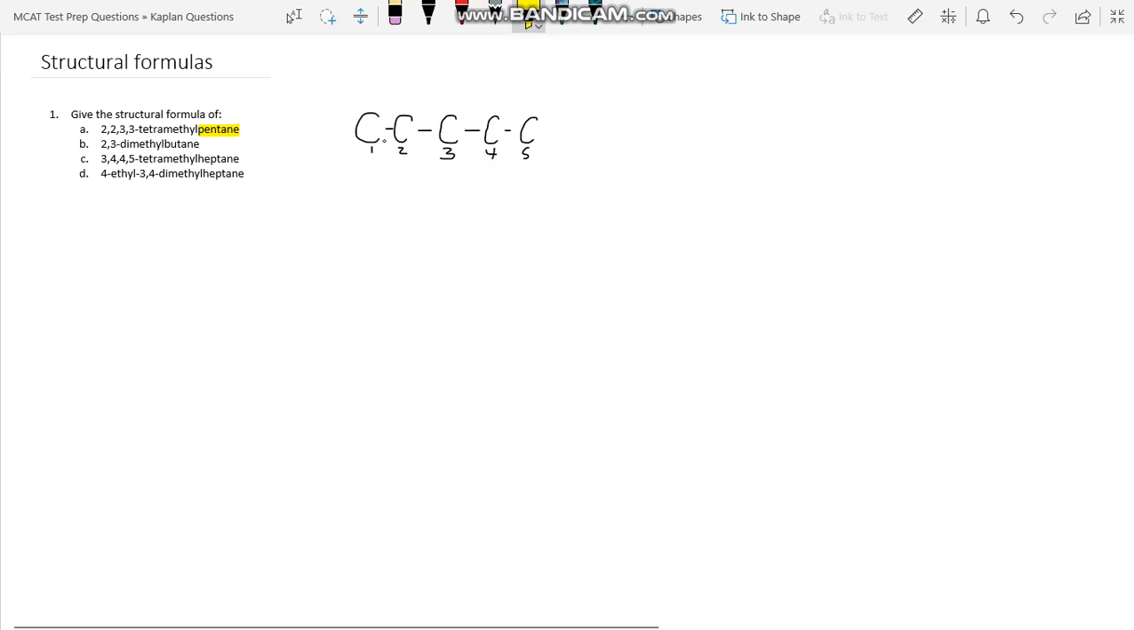And I'm going to look at what's connected to this carbon chain. So I have tetramethylpentane. Tetra means 4, and methyl, so I have 4 methyl groups. And methyl derives from methane, which is 1 carbon. So methyl is just 1 carbon and 3 hydrogens connected to the chain. So my numbers here tell me what carbon the methyls are on my carbon chain. So 2, 2. I have 2 methyls on my second carbon, and 3, 3. I have 2 methyls on my third carbon. So I'll draw them out here.